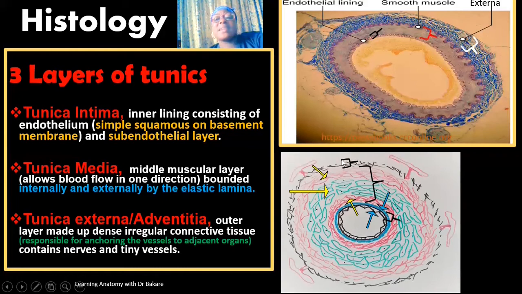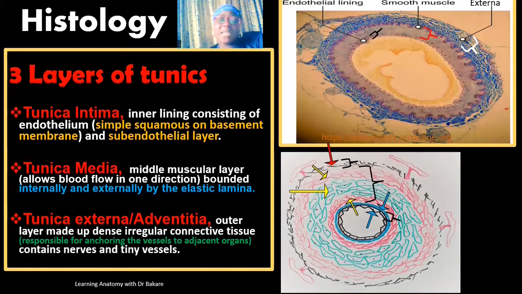Because we have said that what vessels do is that they carry blood to and fro different organs in the body. And of course, they are going to be having relation with the different body organs. So it is through this tunica adventitia layer that they are able to anchor themselves onto the organs that they are supplying. This is the tunica adventitia layer highlighted in black.